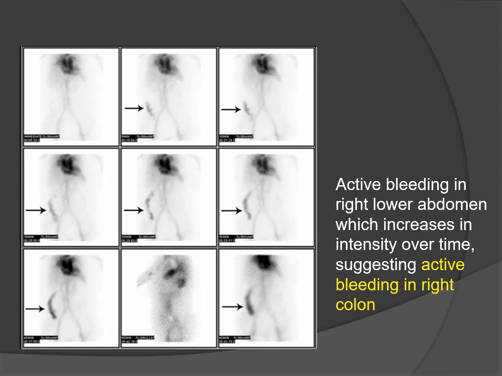And the other example, active bleeding. For the active bleed scan, you see there is increased bleeding in the right lower abdomen, which suggests right colon bleeding.